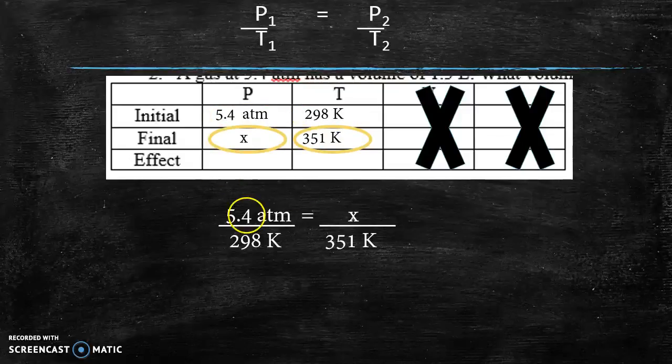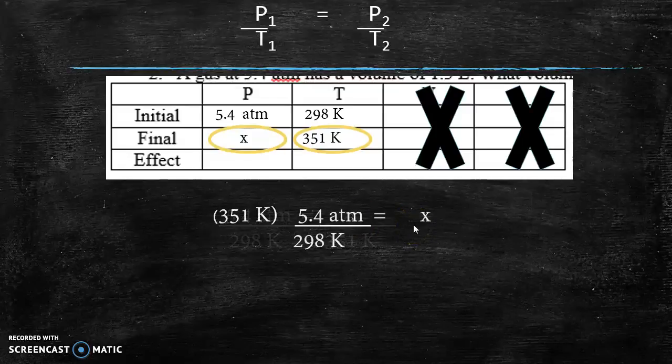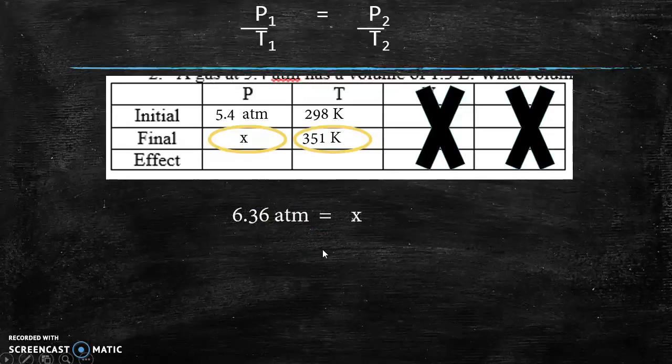To solve this, we want to isolate our unknown, our variable. So X is what we're looking for. The way to get that alone is to multiply both sides by 351 K. When I did that, I ended up canceling out the 2 351s on the side so we would have X alone. So now we have 351 K times 5.4 atmospheres divided by 298 K. And our answer will be 6.36 atmospheres.